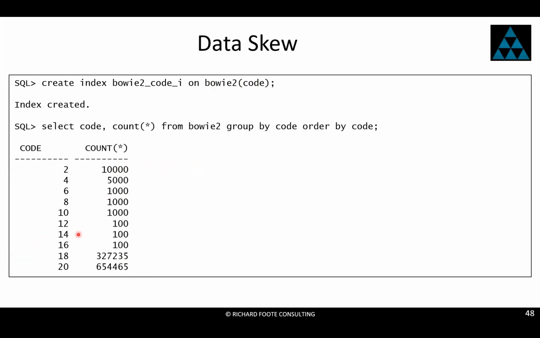All right. So if I'm after value 12, there's only 100 rows. And to get 100 rows out of a 1,000,000 row table, maybe an index is the way to go. But if I'm after value 20 and that's more than half my table, well, maybe I should do a full table scan. So I've got data skew here.